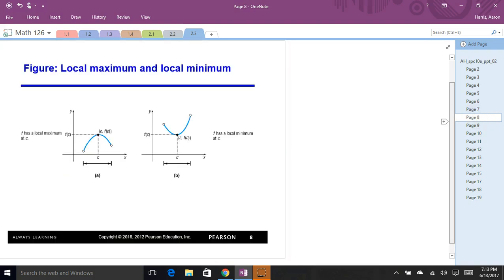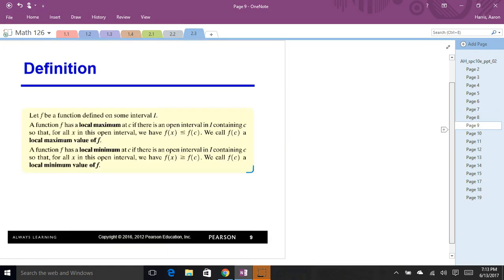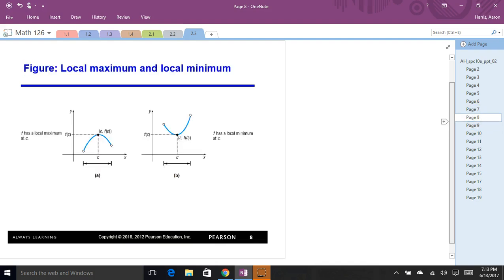Okay. Now let's talk about local maximums and local minimums. Your definition of a local max and local min is stated right there. That just says if I pick an area, if I have an area, this is an open interval.